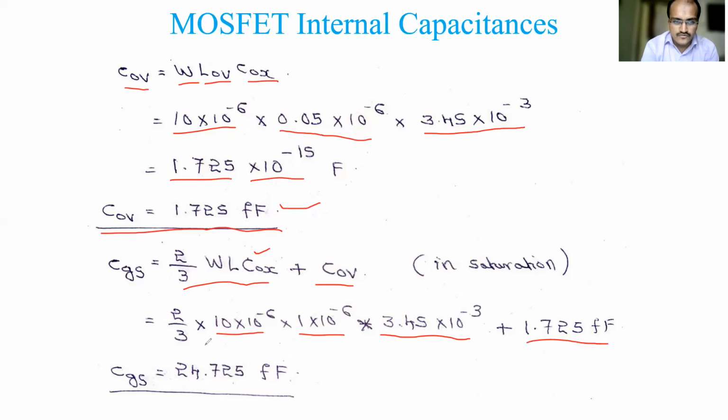Okay. So when you do this, use the calculator. So this is again 10 to the power minus 6, 10 to the power minus 6, 10 to the power minus 3, 10 to the power minus 12 will come. 15. Okay. Femto will come. 3.45 into 10 into 2/3 will give you some value, 23 something. So add 1.725, you will get 24.725 femtofarad. Okay. So use the calculator, you'll get the CGS value as 24.725 femtofarad. Okay. Hope it is clear.